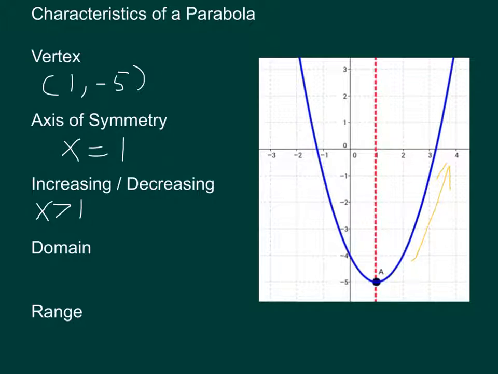Similarly, as we go from left to right, the function decreases. It goes down on the left side of the axis of symmetry. We go from left to right, the y value decreases, and therefore we say that the function is decreasing when x is less than 1. So, when we look at the two sections here where the graph is decreasing or increasing, we're comparing the behavior of the y's as the x moves from left to right.